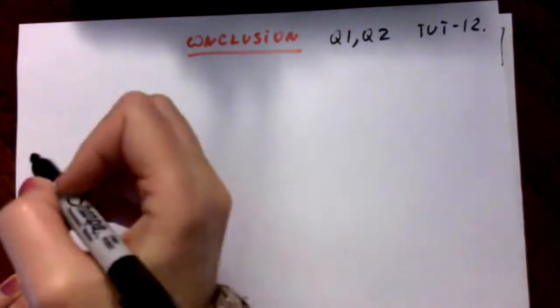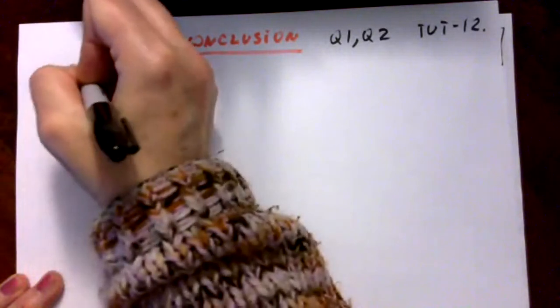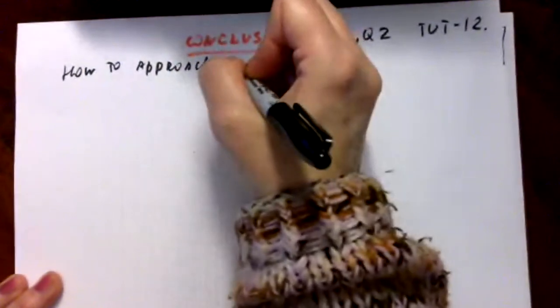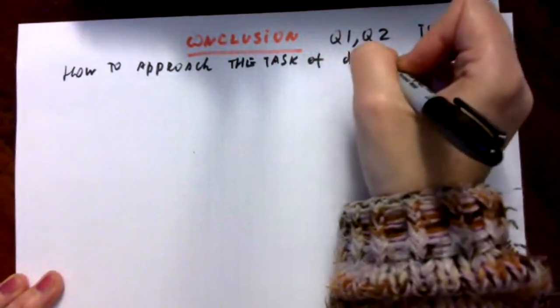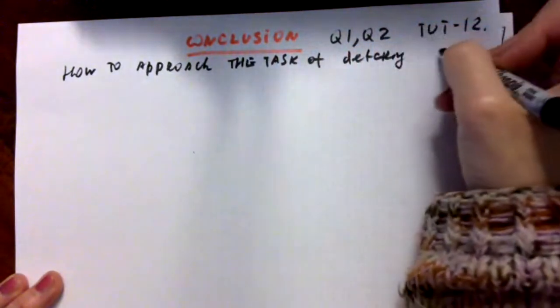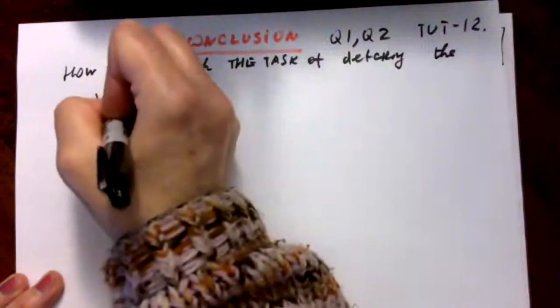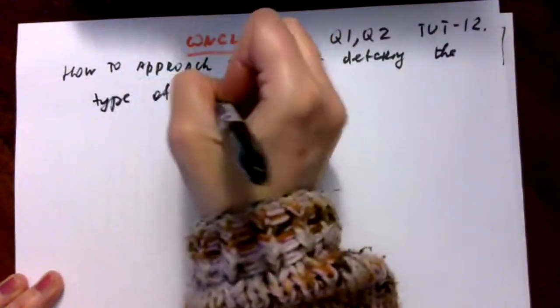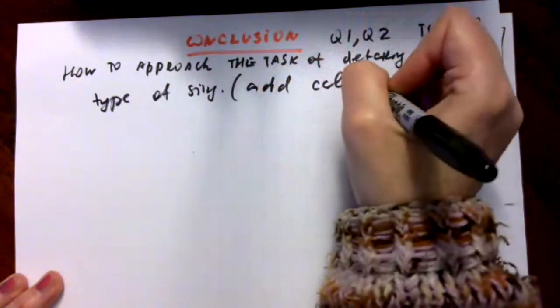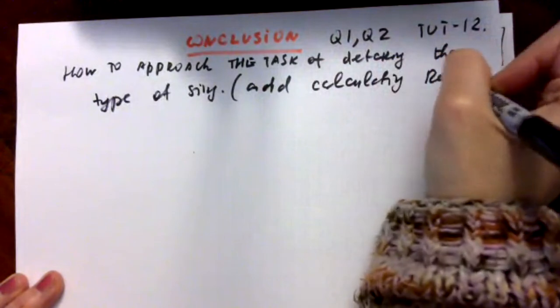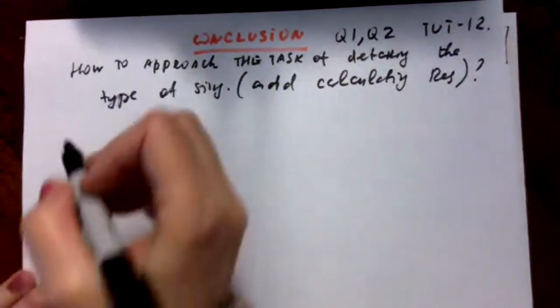So what is the best course of action for you? What is the review of all these three methods? Let's write it now. How to approach the task of determining the type of singularity, and also calculating the residue of the function in this singularity point. What is the best approach?